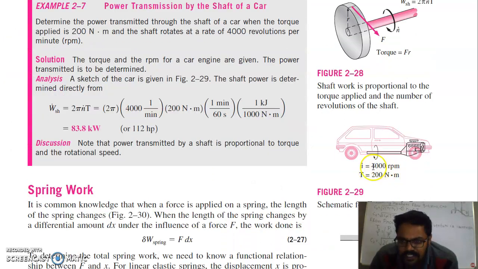In the car engine it is the same. Here this is the engine, this is the shaft, again revolution and the torque. You can find the shaft work output of the car. This is 2 pi n T. The same here, you can find how much work is done by the engine through the shaft on the wheel.